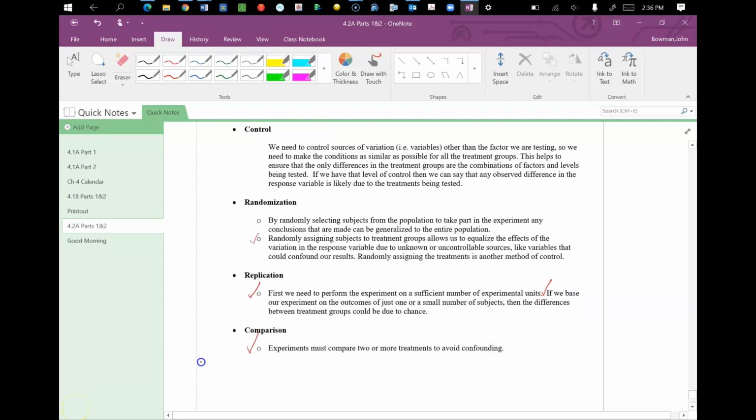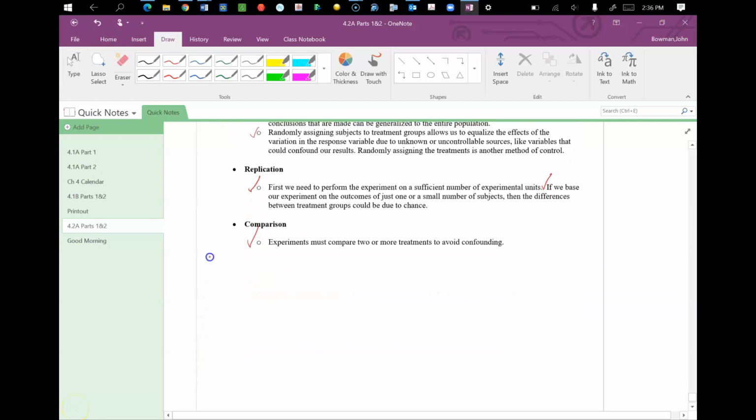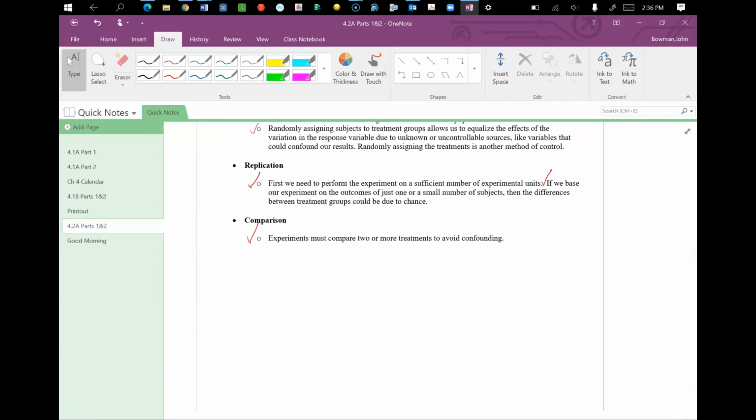So that's it for now with principles of experimental design. We will continue on talking about other things that we can do to refine the process of conducting an experiment and flesh out explanatory variables that might have an effect on the response variable. But we'll start that with activity 4.2b.